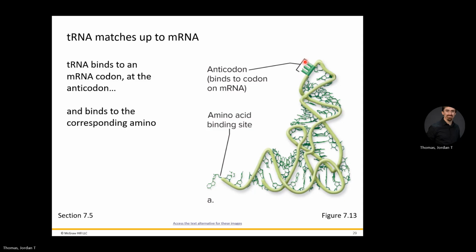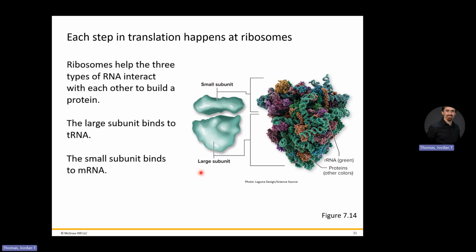So tRNA binds to the mRNA codon at the anticodon and brings the corresponding amino acid. So again, this anticodon binds to the codon on the mRNA, the 3 bases on the mRNA, to bring the correct amino acid. So each step in translation happens at the ribosome. Ribosomes help the 3 types of RNA interact with each other to build a protein. The large subunit binds to the tRNA. So we have the large subunit here.